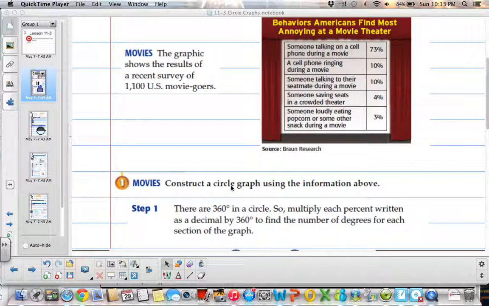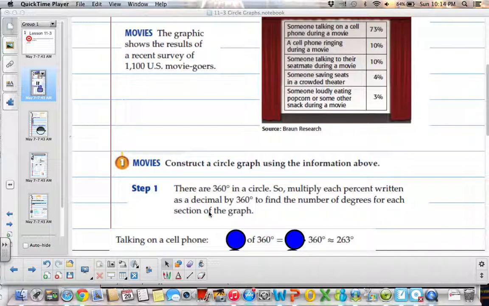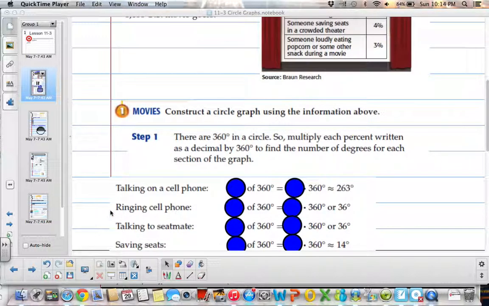So the first thing that we want to do is we want to make our circle graph. So the first thing that we want to do is find out how many degrees of the circle is each percentage going to take up. So there are 360 degrees in a circle. When we make our circle graph, each part of the circle, the percentages need to add up to 100%, but all of the parts of the circle also need to add up to 360 degrees, which I know is confusing right now, but once we do a couple, it will hopefully make a little more sense.